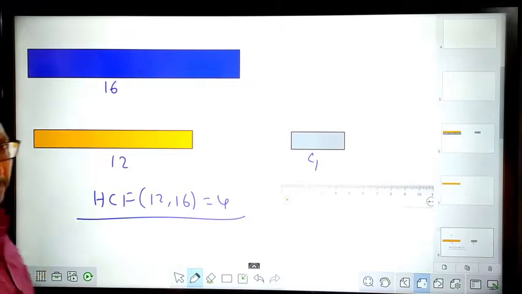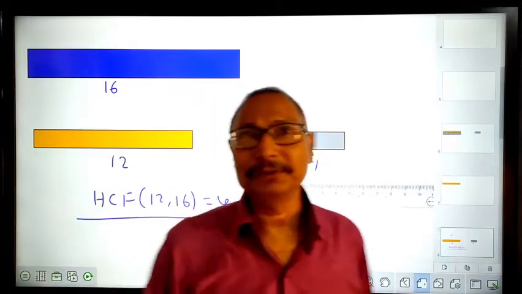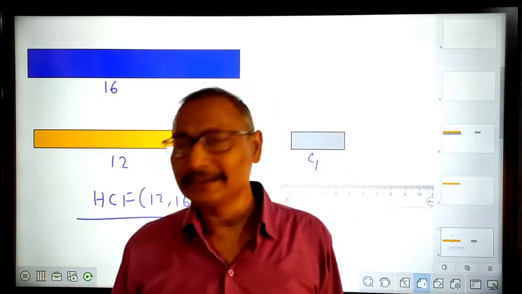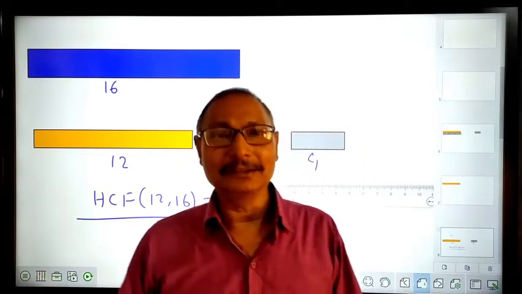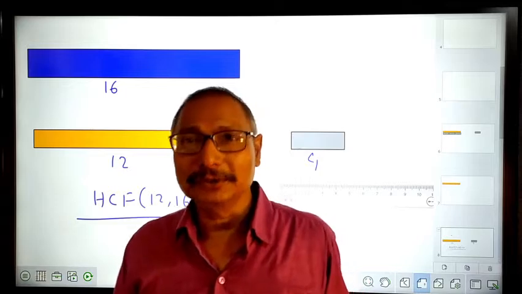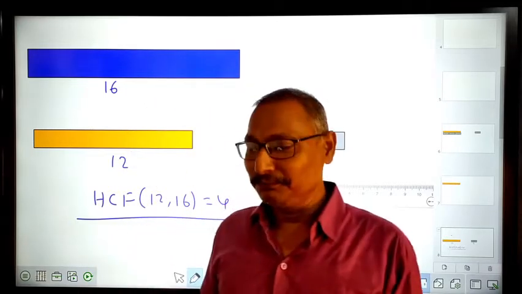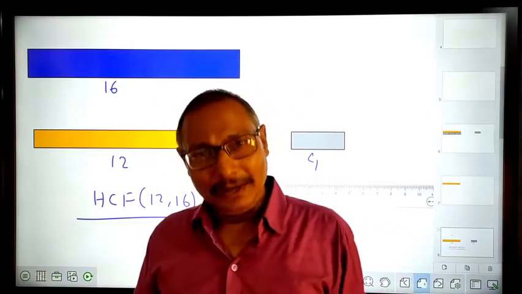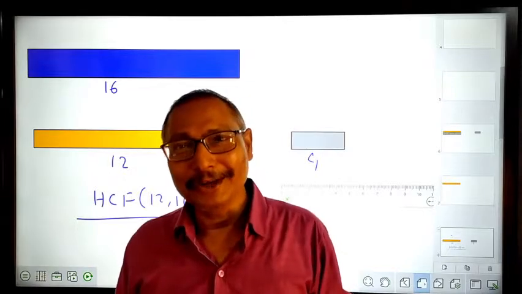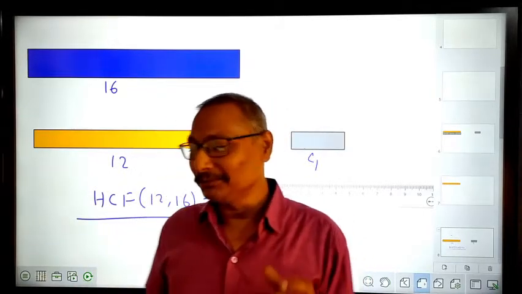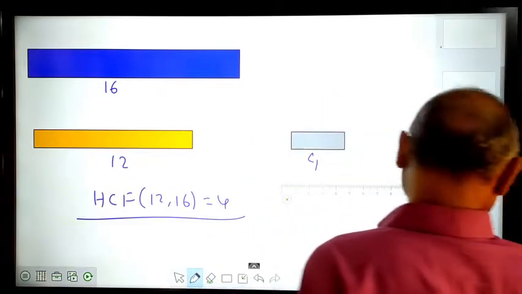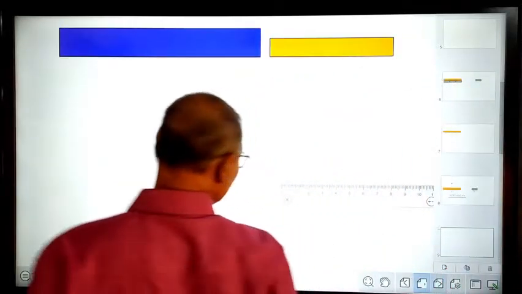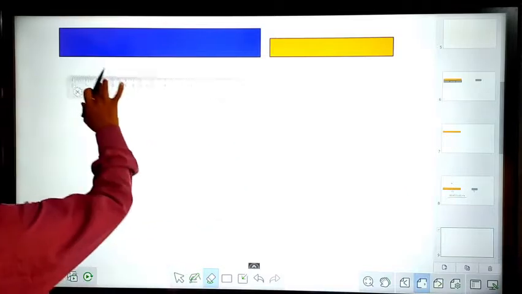So with the help of this activity, we could know the HCF of given two numbers, and in this process we use Euclid's division lemma. I think this is not good enough. Now I am taking another example to show this. Again, I measure the length of these two.